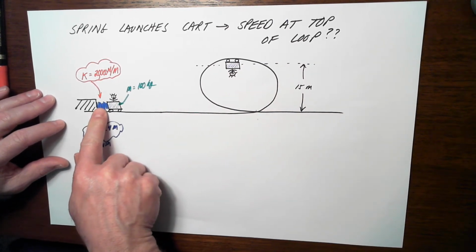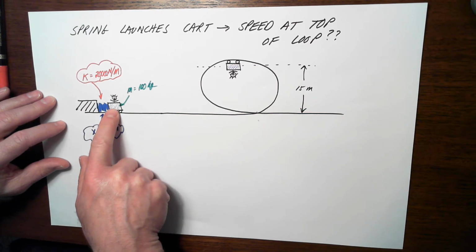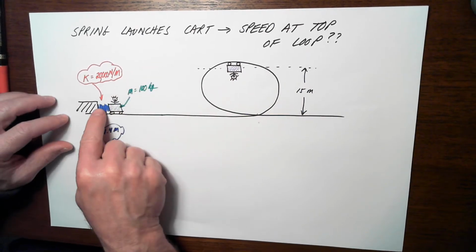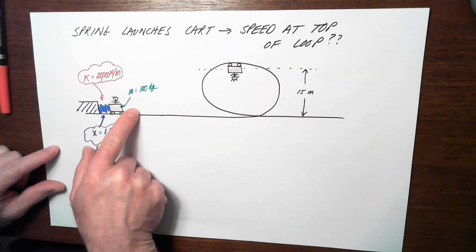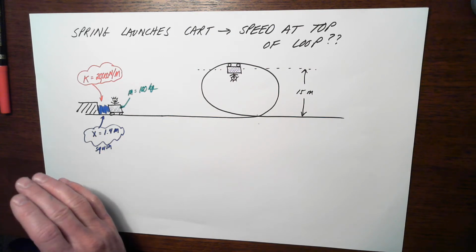We're going to have a spring. It's compressed. It's basically going to push this cart with this one little passenger. So right now nothing's moving at the beginning. Then the spring is going to push, accelerate the cart. The cart's going to move. No friction.